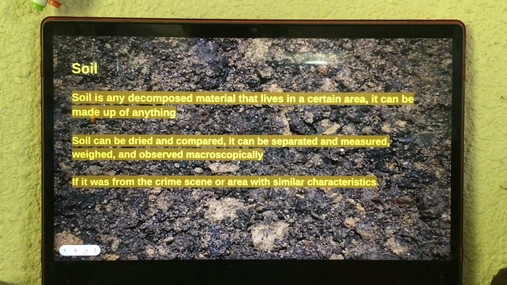Soil can be dried and compared. It can be separated, measured, weighed, and observed macroscopically. Under a microscope, you might find parts of a plant, hair, waste, and it can be tested for minerals or diatoms. The probability of whether it is from another area that has similar characteristics, or from the crime scene, will be determined at this time.